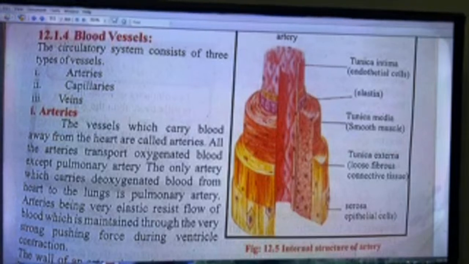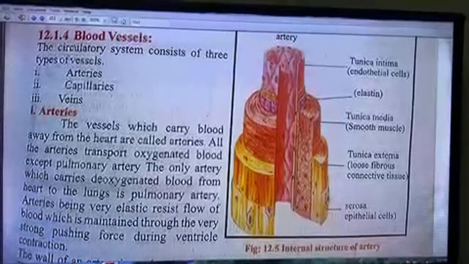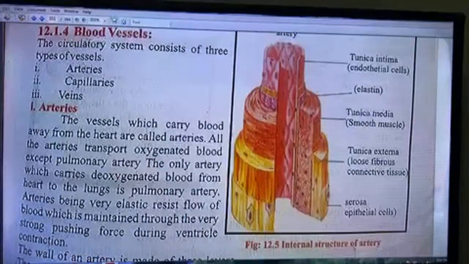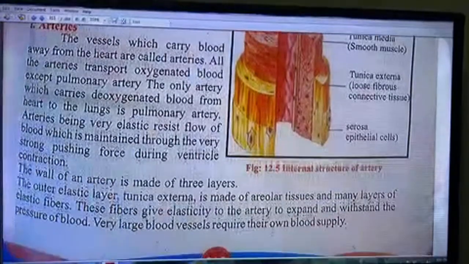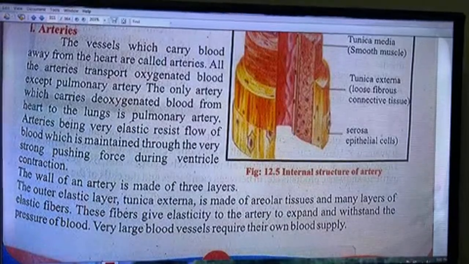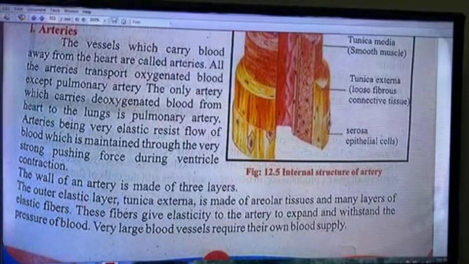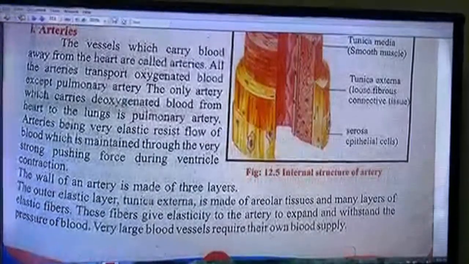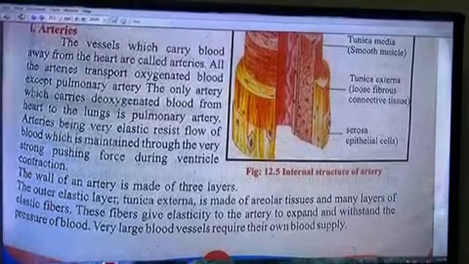The circulatory system consists of three types of vessels: arteries, capillaries, and veins. Arteries: the vessels which carry blood away from the heart are called arteries. All the arteries transport oxygenated blood except the pulmonary artery. The only artery which carries deoxygenated blood from the heart to the lungs is the pulmonary artery.